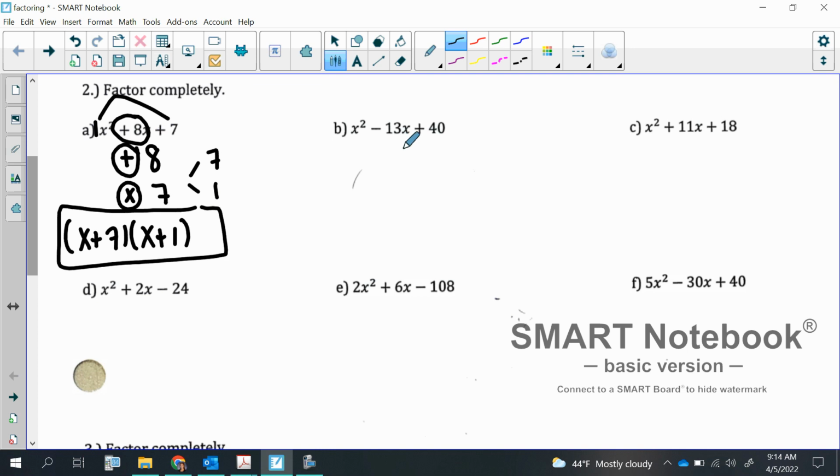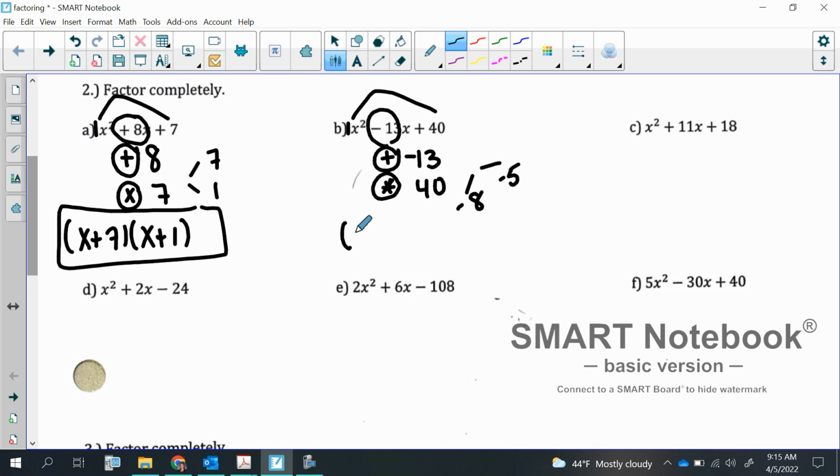Okay, and you'll see the other ones are the same thing. Since the number in front is just 1, it's add to the middle. So add to negative 13 and multiply to 40. Those two numbers that multiply to 40 and add to 13 are 8 and 5. But since we want to add to a negative and multiply to a positive, both have to be negative. Since the number in front is just 1, you can just jump and put them into your factor pairs.